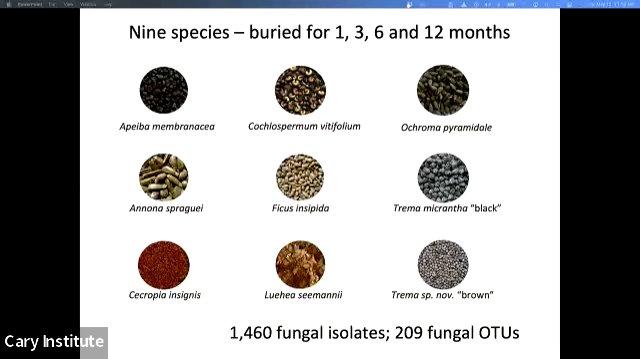These were seeds that were buried for up to 12 months in the ground in 5 different locations in BCI. And I will be presenting data from over 1,400 different fungal isolates that belong to over 200 different species of fungi. Species of fungi were defined here as OTUs, defined at 99% similarity. So I will use species of fungi or OTUs along this talk.